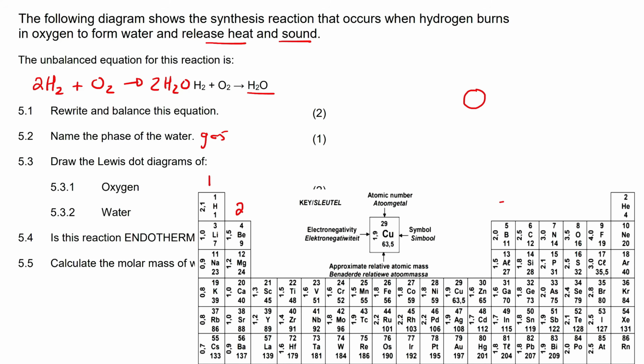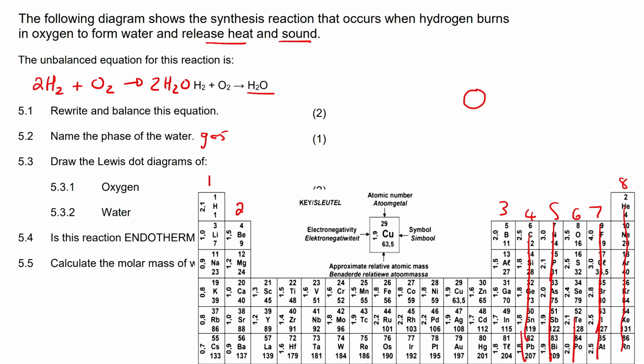All of these have 3. All of these have 4. You get the idea. 5, 6, 7, and 8. So I mean the entire group when I say that. So oxygen, you can see, has 6.